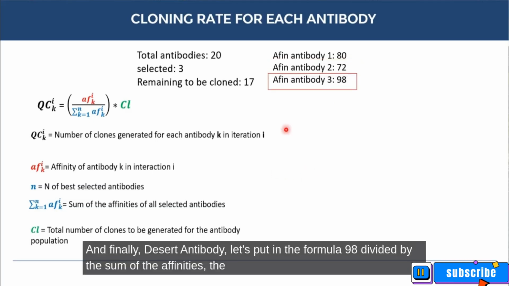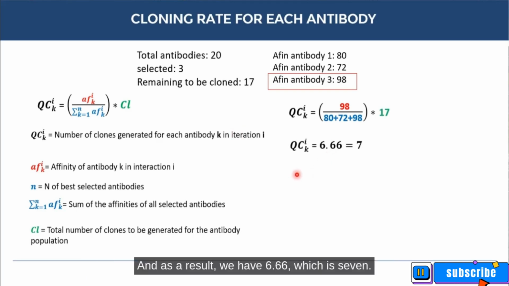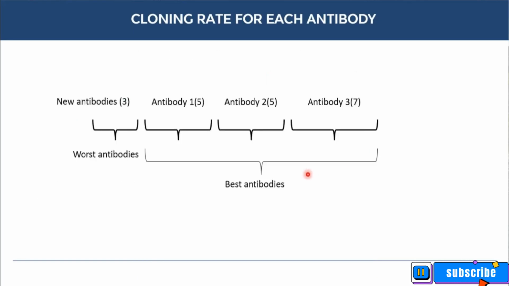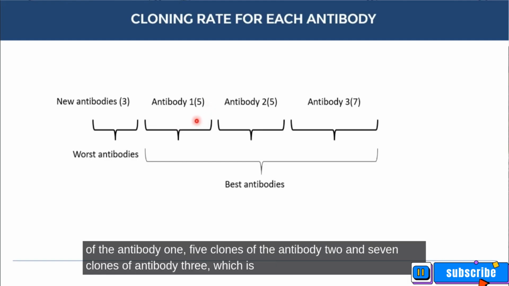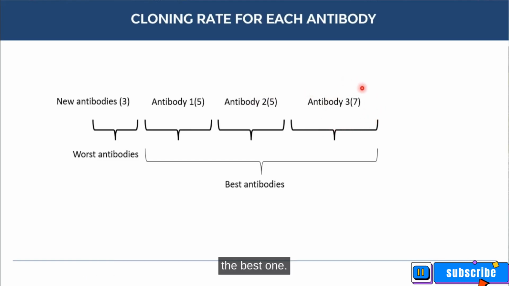And finally, the third antibody, let's put in the formula, 98 divided by the sum of the affinities, the total number of antibodies, and as a result we have 6.66, which is 7. So the new population of antibody will be comprised by 3 completely new antibodies, 5 clones of the antibody 1, 5 clones of the antibody 2, and 7 clones of antibody 3, which is the best one. So this is the new population.